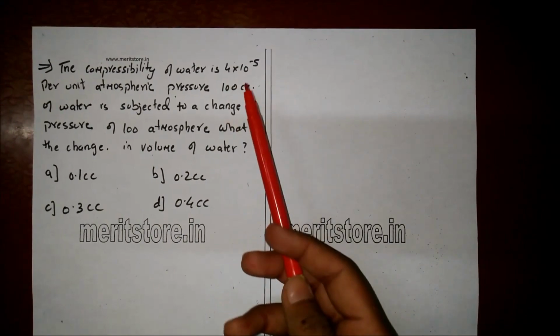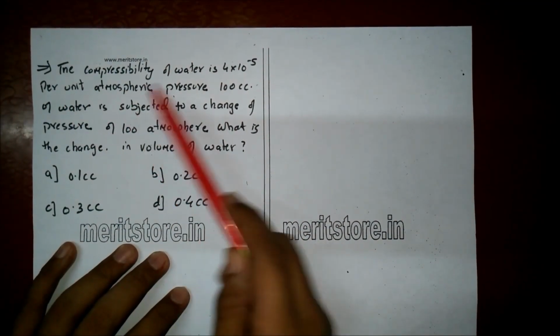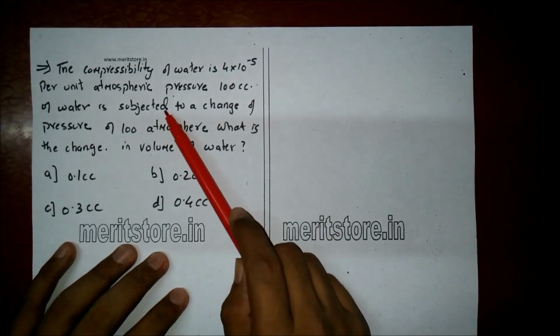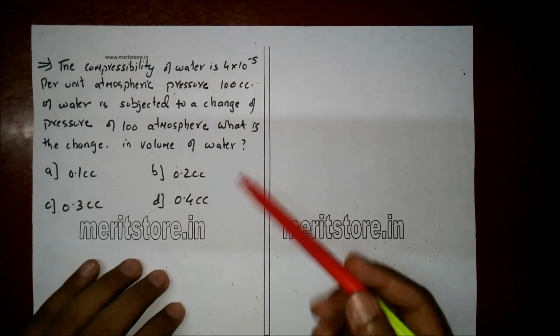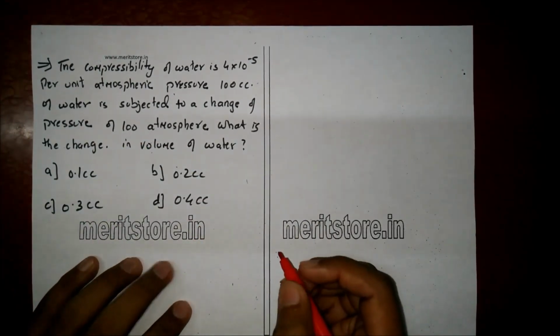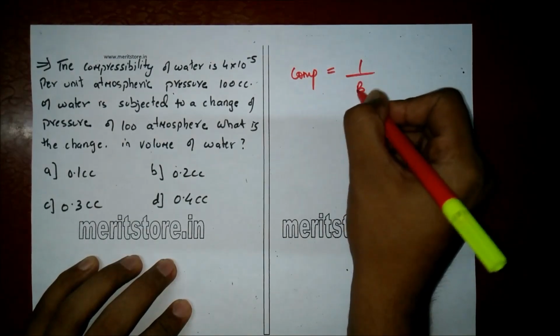The compressibility of water is 4 × 10^-5 per unit atmospheric pressure. 100 cc of water is subjected to a change of pressure of 100 atmosphere. What is the change in the volume of water? Now, the compressibility is given by 1 upon the bulk modulus.